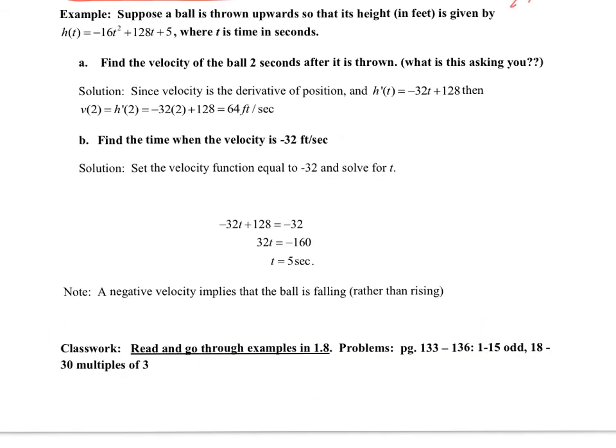Okay, so here's the problem. Suppose a ball is thrown upward so that its height in feet is given by h(t), so height, equals negative 16t squared plus 128t plus 5. And t is time in seconds. Okay, so if you have a function that compares height and time, that is a position function. You have got to recognize that. So that's a position function.